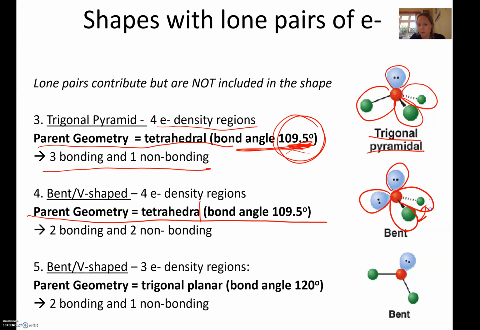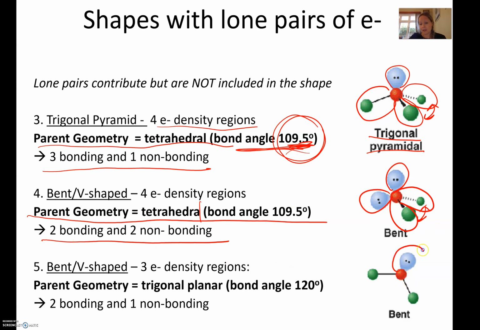So when we say bond angle, by the way, it's between bonded pairs. I don't know if I specified that before. So there are 2 bonding here and 2 non-bonding. So the non-bonding repel just as much as the bonding, but they don't get included in the shape, and so therefore the shape becomes bent, also known as V-shape, because there are 2 bonding and 2 non-bonding.